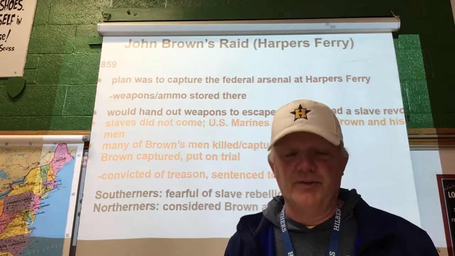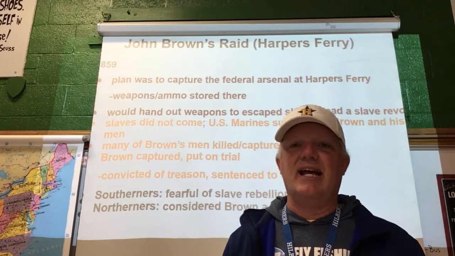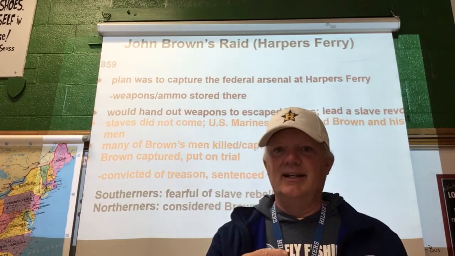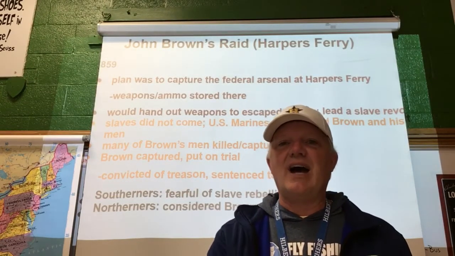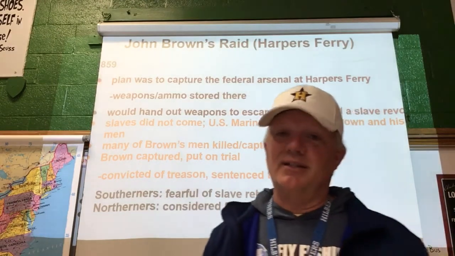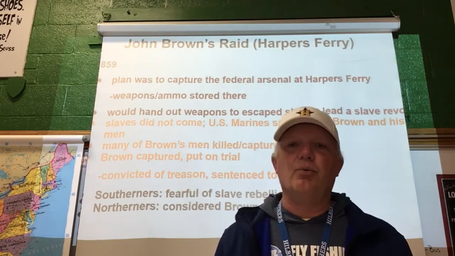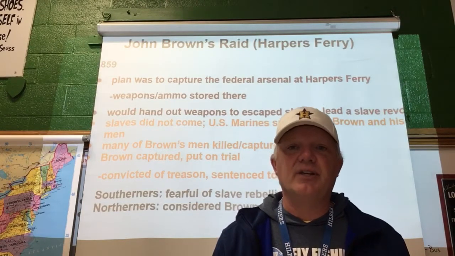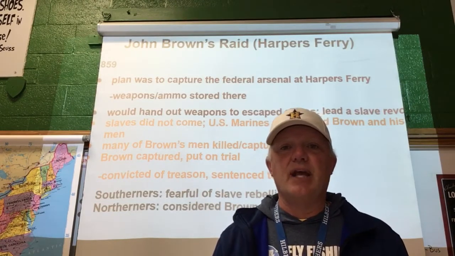Unfortunately for Mr. Brown, he did capture the arsenal, but the escaped slaves did not come. The U.S. Marines came. They surrounded the place. Shooting was involved. His followers who weren't captured or killed, including his sons, were either captured or killed. John Brown was also captured and put on trial. He was found guilty of treason, working against the government, and he was sentenced to hang.